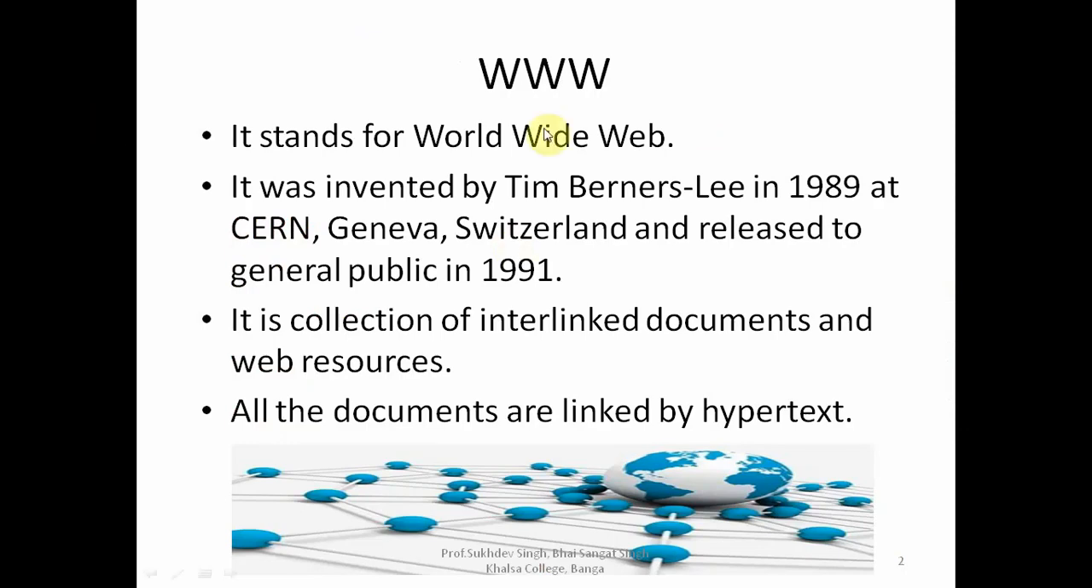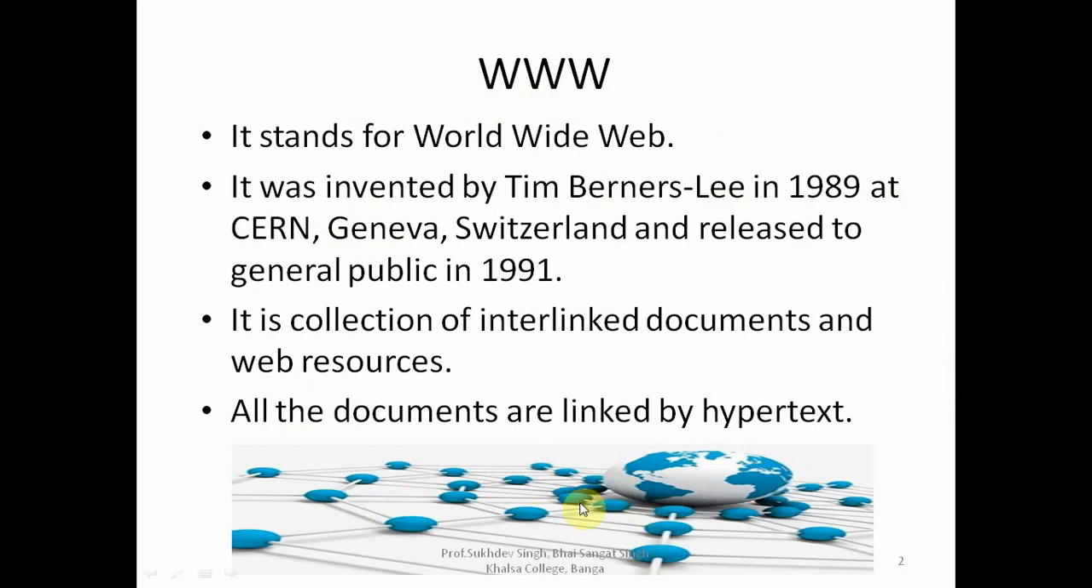We have www with us since 1991. So WWW stands for World Wide Web and it was invented by Tim Berners-Lee in 1989 at CERN laboratory, which is situated in Geneva, Switzerland. And what actually WWW is? So WWW is collection of interlinked documents and web resources available on the internet. Means all the resources which are available on the internet, they are connected to one another, and that makes a big web of all the resources of the world. That's why we call it World Wide Web.